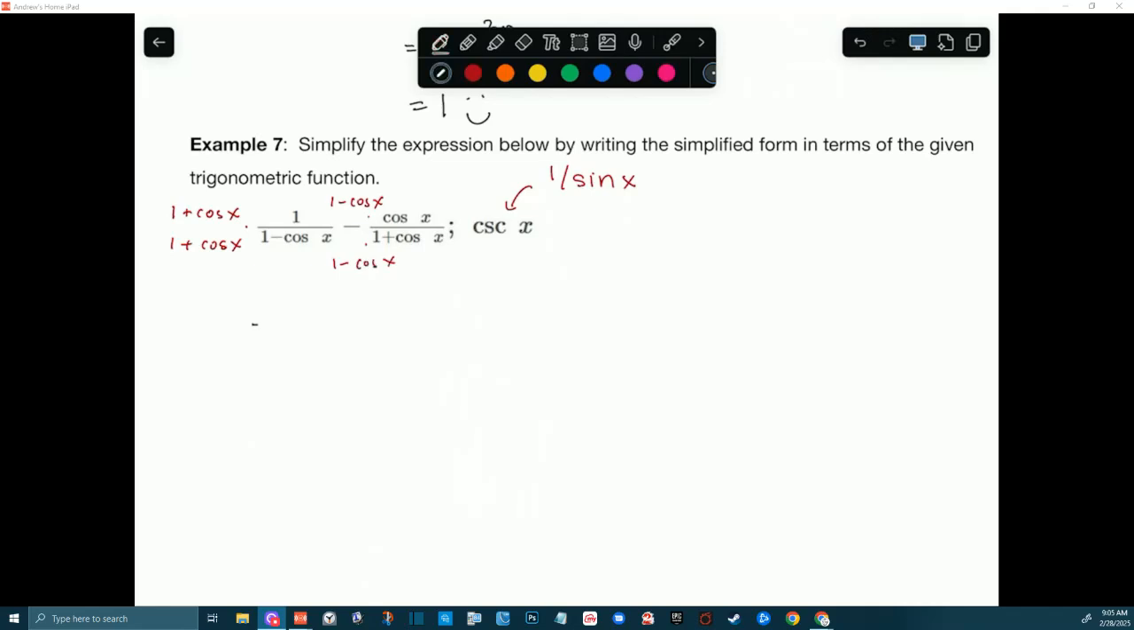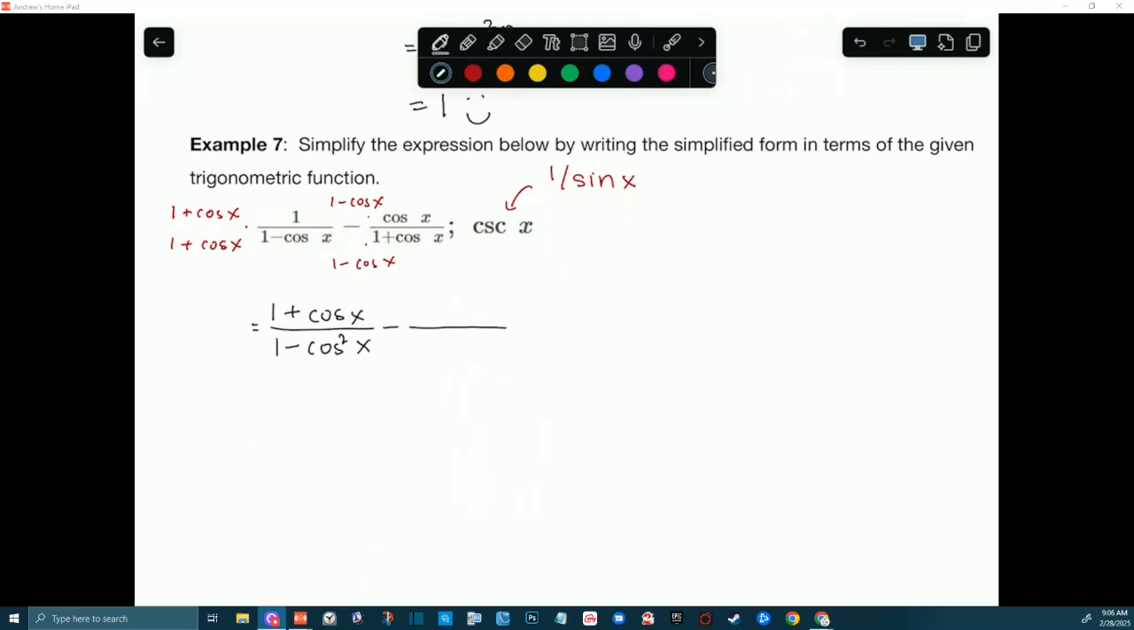When I do that, first fraction, numerator, 1 times anything is itself, so just 1 plus cos x. Denominator, I have those binomials where the terms are the same except for that sign difference, and I recognize that as difference of squares. 1 minus cos squared x, and then minus.